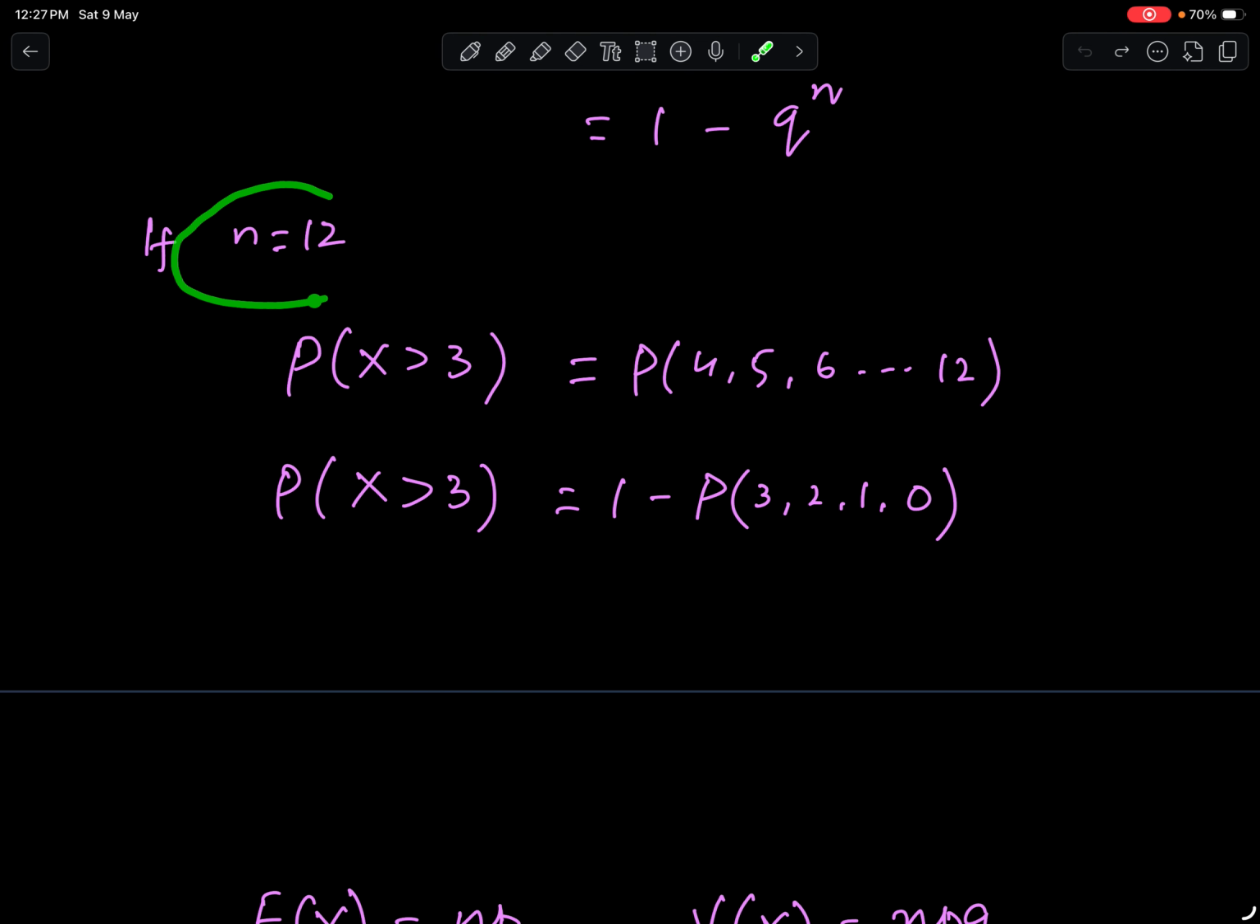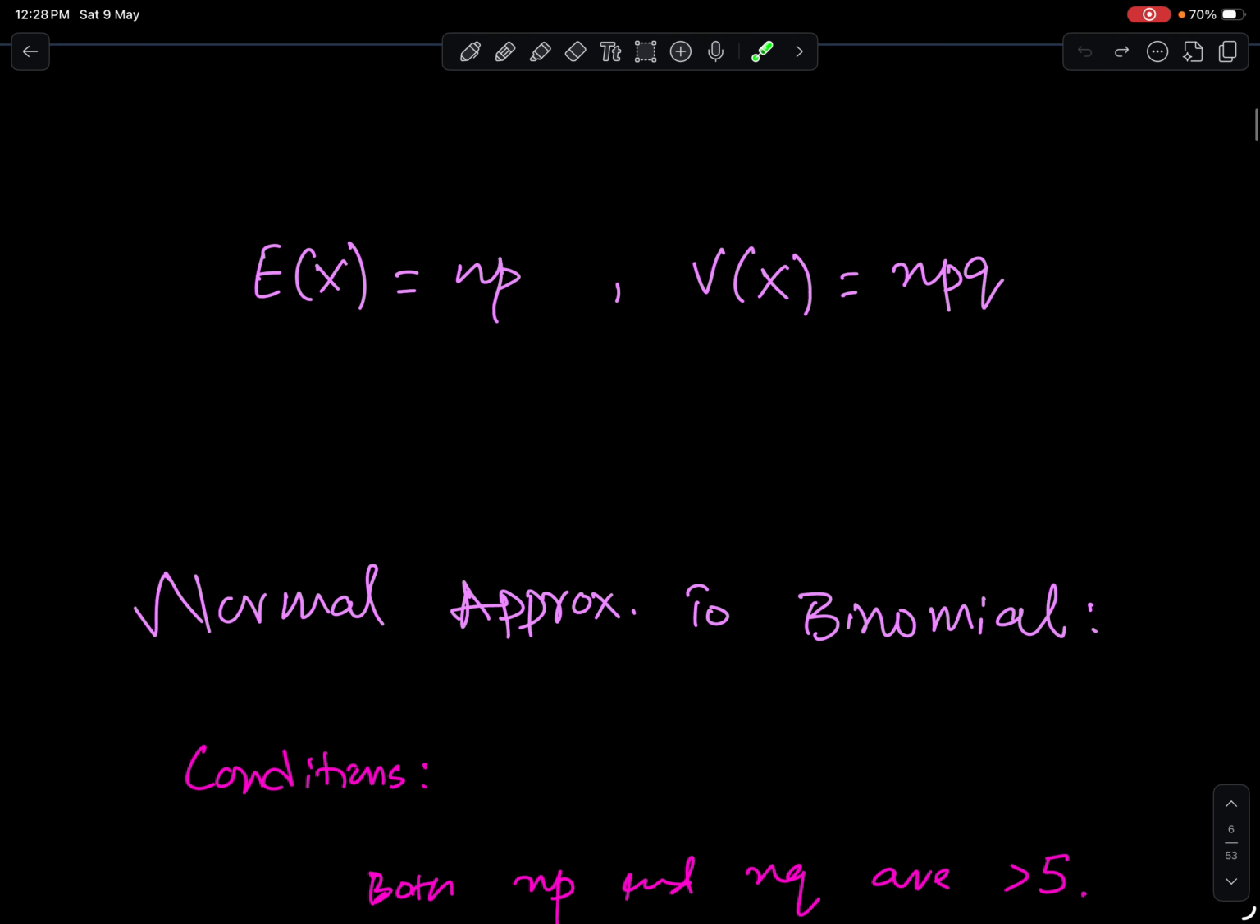More than 3 if n is 12, and if we need this probability, write the direct method. First list the numbers by using direct method: 4 to 12. Now since this method is lengthy, use 1 minus those numbers which are not in this list. This is indirect method, this is direct method. When direct method is lengthy, then use the indirect method. Indirect method means 1 minus probability of those numbers which are not in this list. The formula of mean is np and variance is npq.